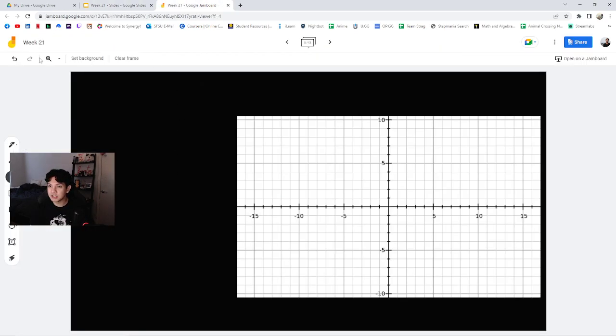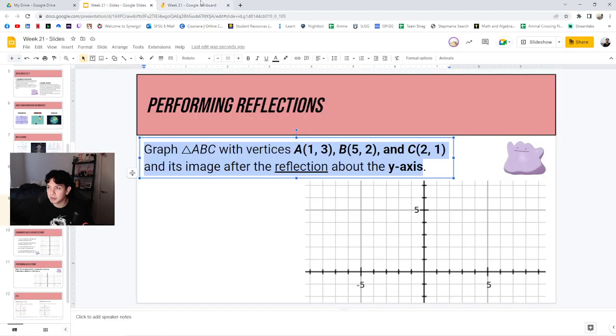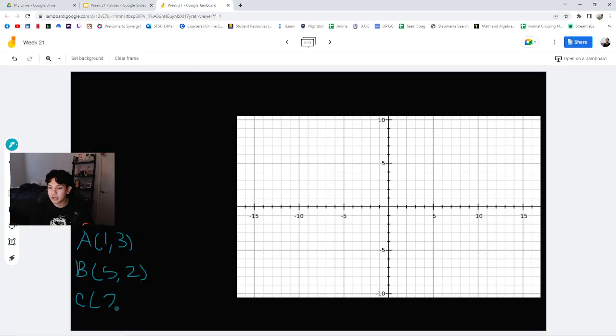So first things first, let's go ahead and talk about what our points are again. So over here, we have our A. I'll write it down here actually. So A is located at (1, 3). B is located at (5, 2). And C, I wish I had a tablet instead, is located at (2, 1), okay?